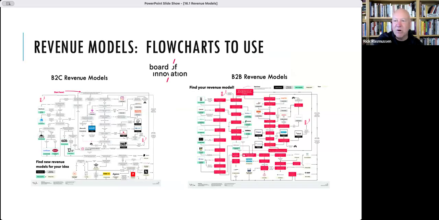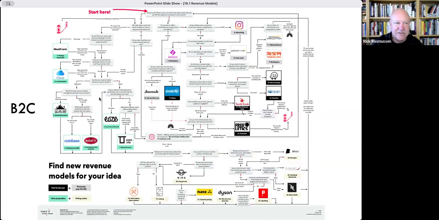So this is the company Board of Innovation. You can look them up. I will send you all the materials here. But basically what it does is it breaks everything down into two decision trees. One for consumers, one for businesses. A decision tree is like a flow chart. You guys are software guys, you can figure this out. And so they're pretty simple. It's basically a series of yes/no questions.